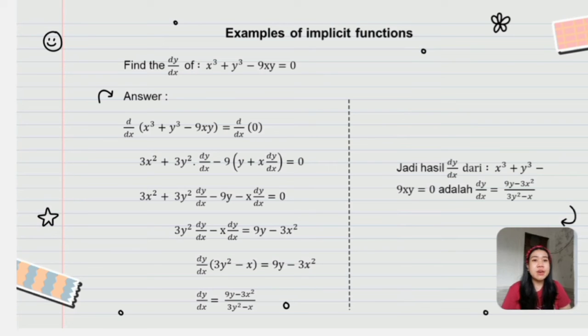So dy by dx equals (9y minus 3x to the power of 2) over (3y to the power of 2 minus 9x). So the result of dy by dx of x to the power of 3 plus y to the power of 3 minus 9xy equals 0 is dy by dx equals (9y minus 3x to the power of 2) over (3y to the power of 2 minus 9x).